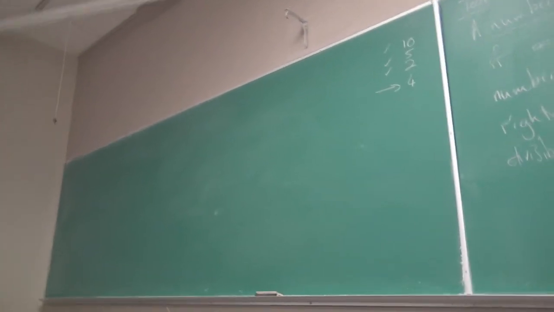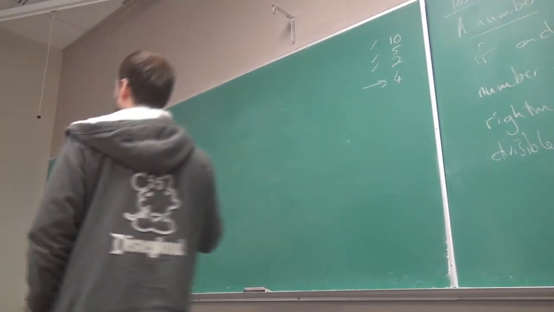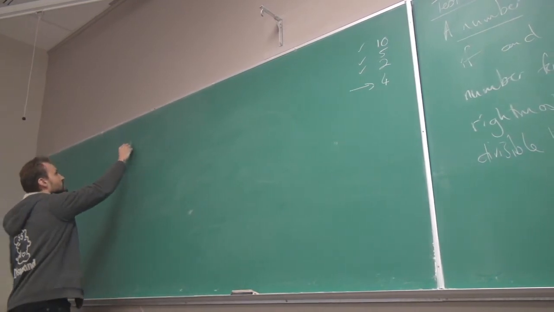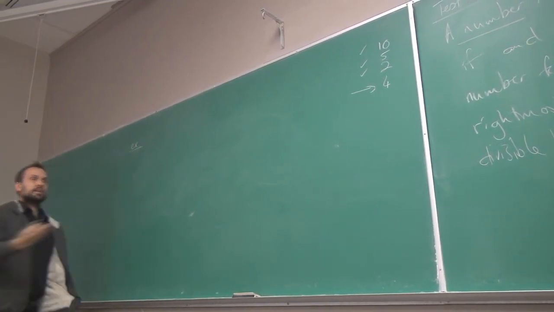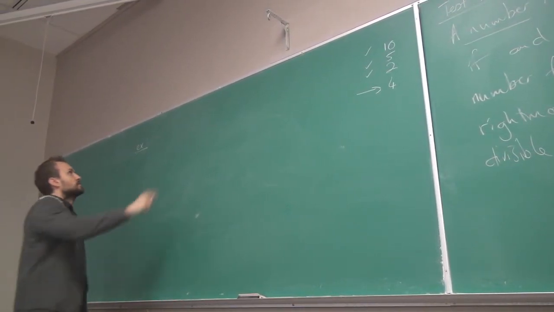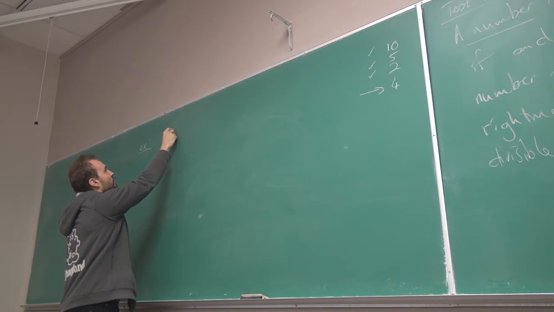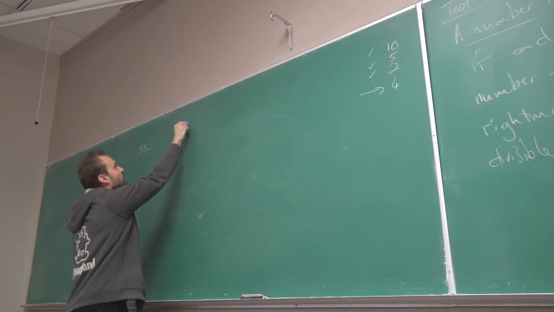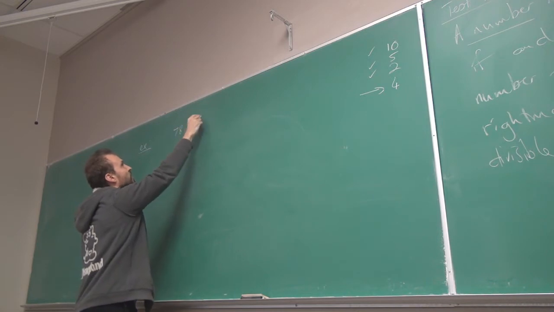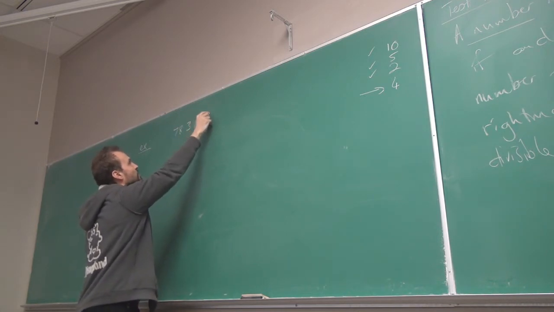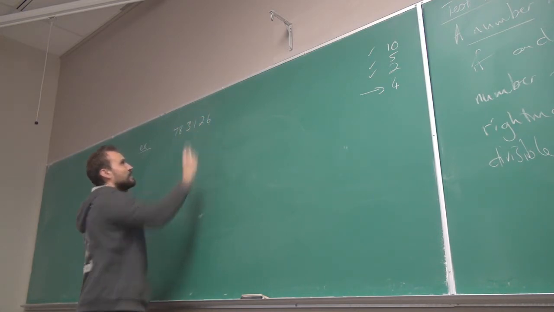The point of these tests is to have a simple way of looking at the number and deciding, yes, it's divisible by 4 or not. Someone say random digits. Or we can just stand here forever. 7, 8, 3, 1, 2. One more. 6. All right.